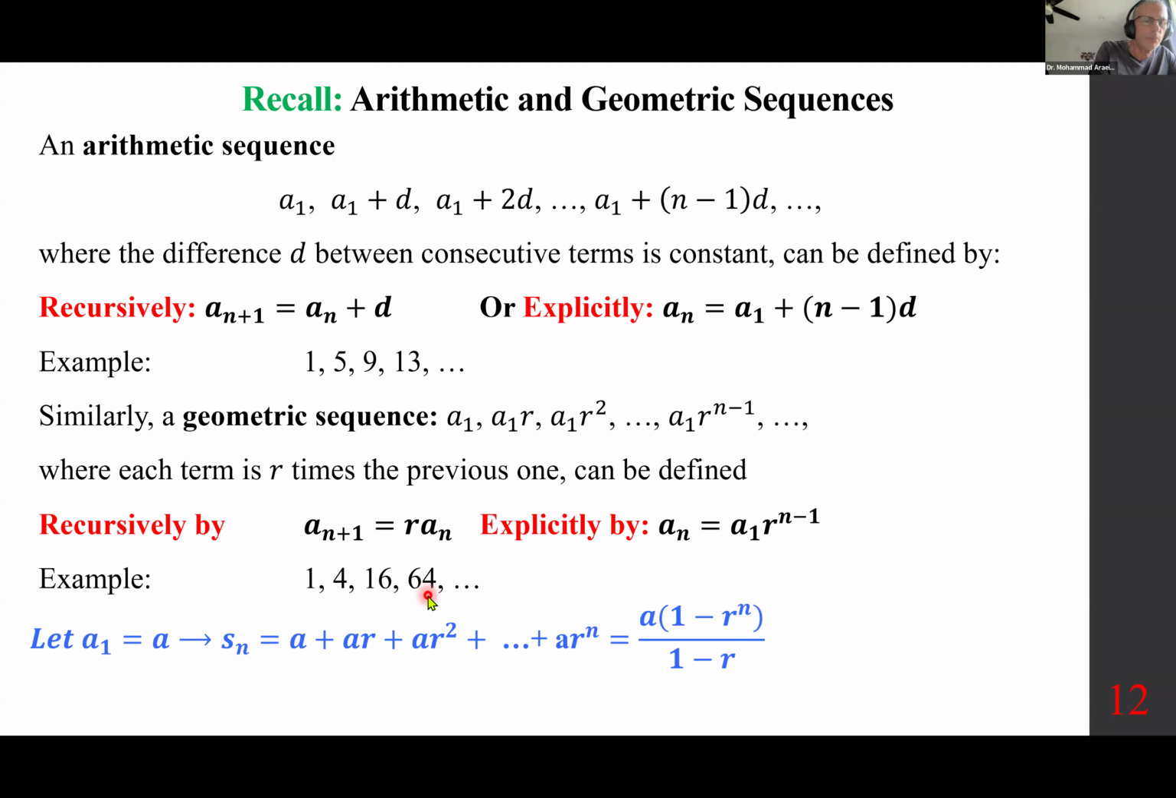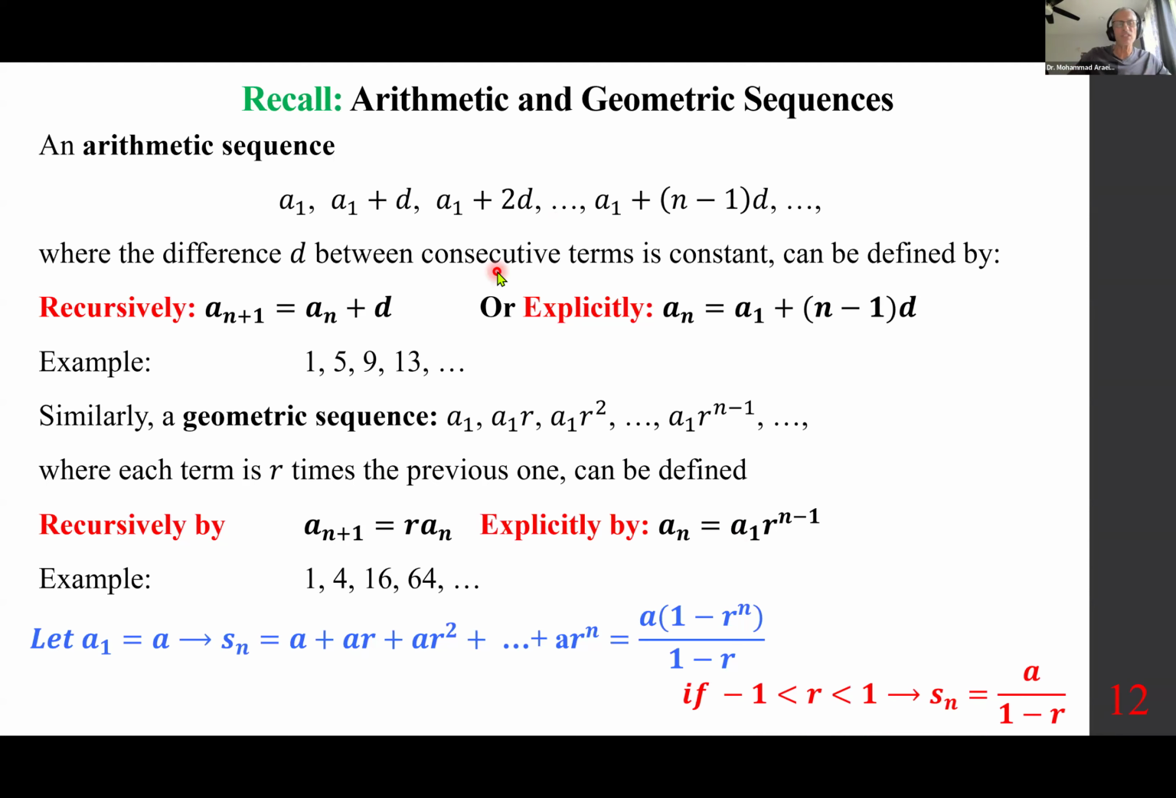Now, in many cases, instead of a sub 1, we just say a, in which case it becomes a sub n. If we want to add them up, we get a plus a r plus a r squared. We are replacing a sub 1 with a, and this is the sum. And if r is between -1 and 1, the sum becomes a over 1 minus r.